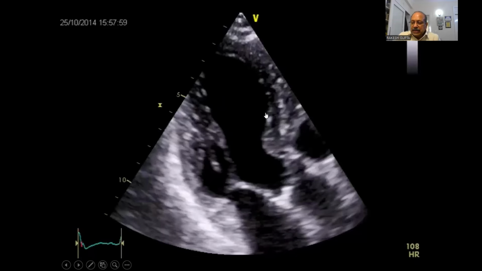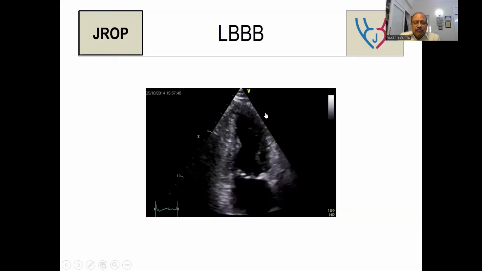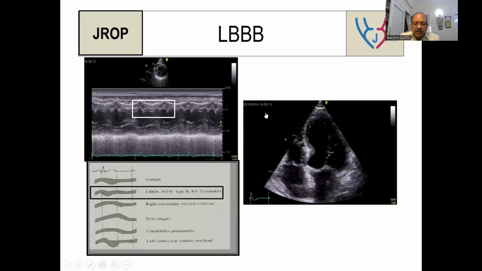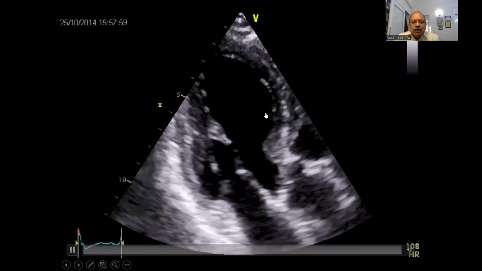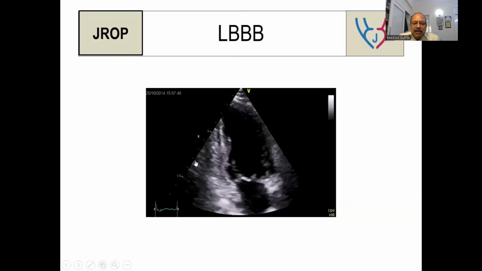This is left bundle branch block in a patient who has diabetes, presented with LBBB, and we want to understand whether this patient has some associated lesion or not. How do we differentiate?